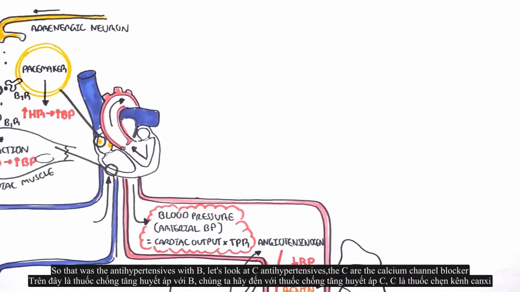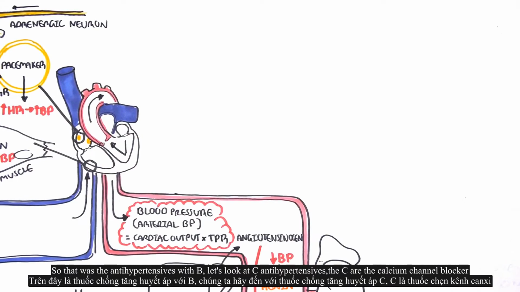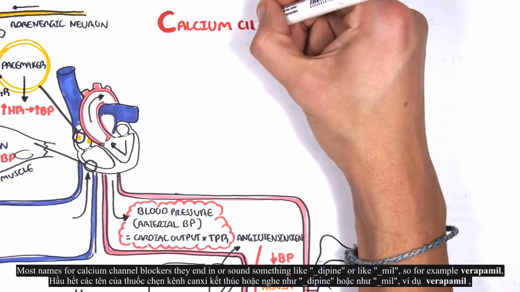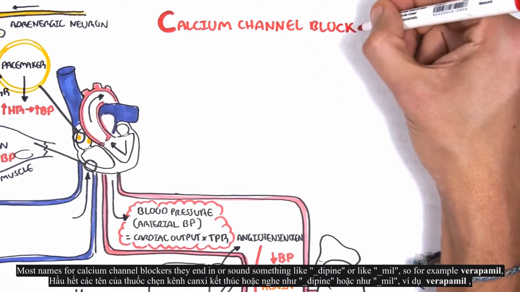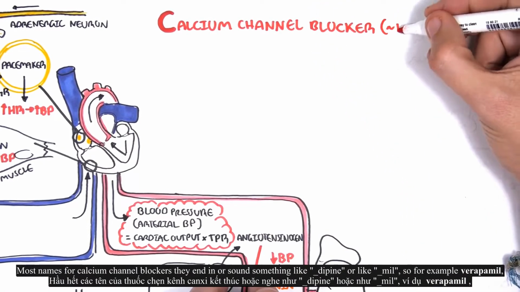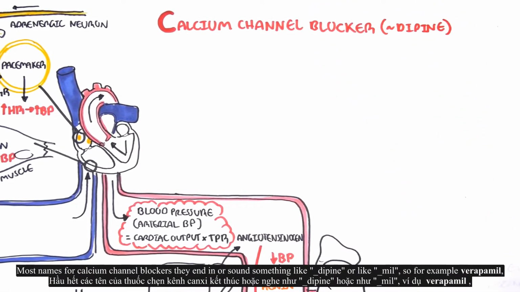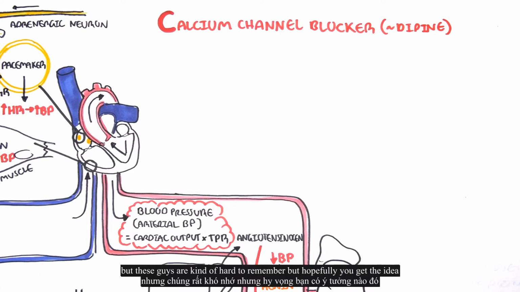Let's look at C antihypertensives. And the C's are the calcium channel blockers. Most names for calcium channel blockers end in or sound something like dapine or like mil. So for example, verapamil. These are kind of hard to remember, but hopefully you get the idea.